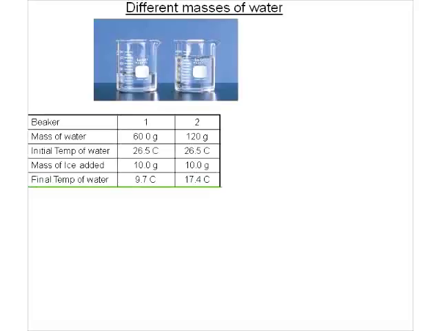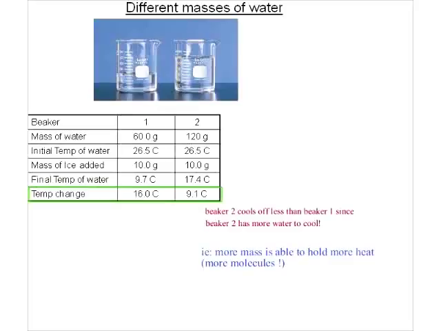And this should be making sense because, after all, the temperature change is going to be larger here because we have half as much mass. It's going to cool off much more quickly because we have less of it to cool off. So beaker 2 cools off less than beaker 1 since beaker 2 has more water to cool. This one's going to have twice as much energy, so therefore it's going to take a lot longer for it to cool off. So more mass is able to hold on to more heat. There's more molecules that are vibrating.